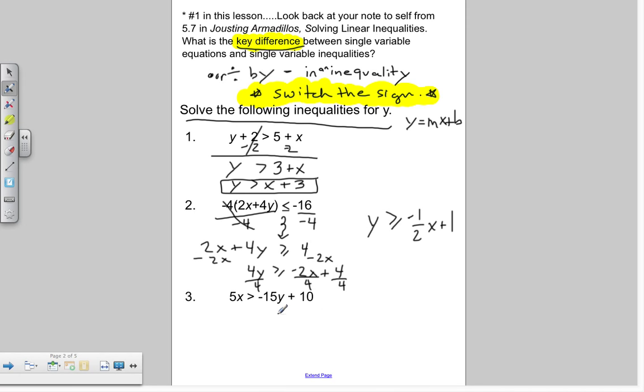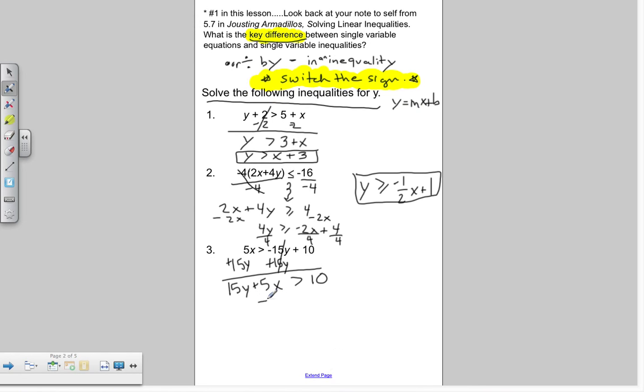Okay, this one here, I want to get y by itself. I really ideally would like to have y on the left. I think that will make my problems easier because I'm trying to get it in that y equals mx plus b format. So I'm actually going to bring my y over and then bring my x over. I'm going to add 15y to both sides. And I'm going to get 15y plus 5x is greater than 10 because that goes away.